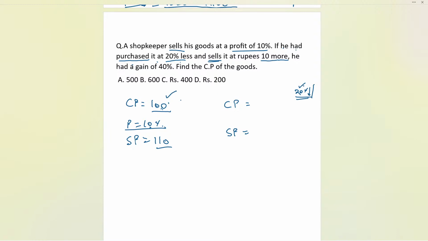10% of 10% of 100 is 10, and 20 is double of 10, so subtract 20 from this and you will get 80 over here, the cost price after reducing. In the short way, you can directly write it like that.